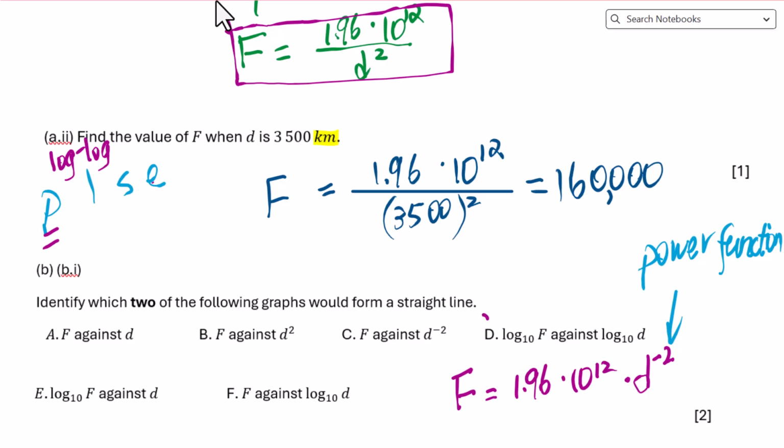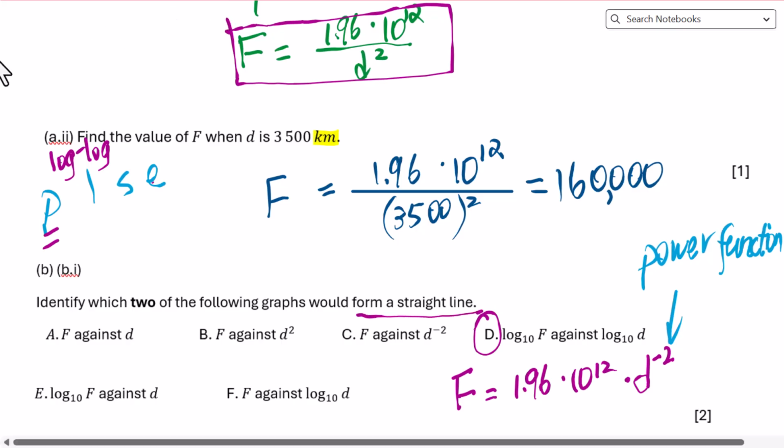So the common log of F against the common log of d will form a straight line. Also, you could say the relationship between F and d to the power of negative 2 is linear. So F against d to the power of negative 2 would also form a straight line.